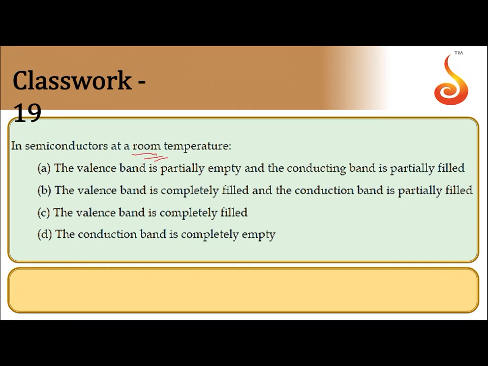So at room temperature, valence band is completely filled and the electrons in valence band start moving to conduction band by gaining energy from the outside temperature. So the conduction band will be partially filled. At the same time, valence band will be completely filled. So it is option B.